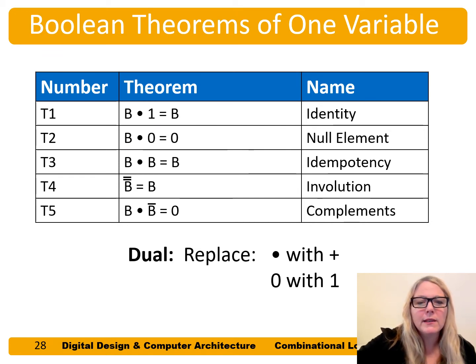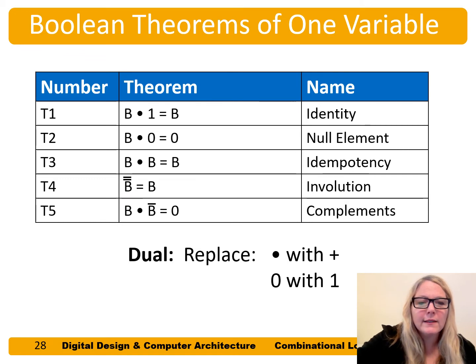B and B is B, so idempotency. I can and B as many times as I want: B and B and B and B. That's still equivalent to just B. And involution: if we invert something twice, we're going to get back just the variable.